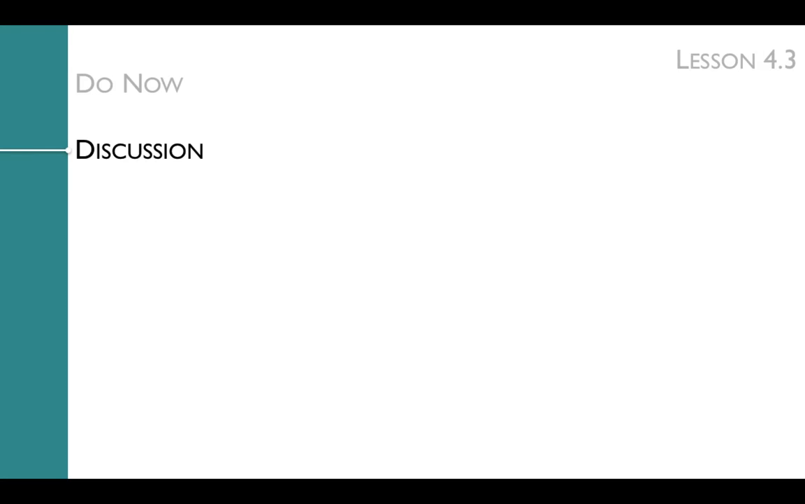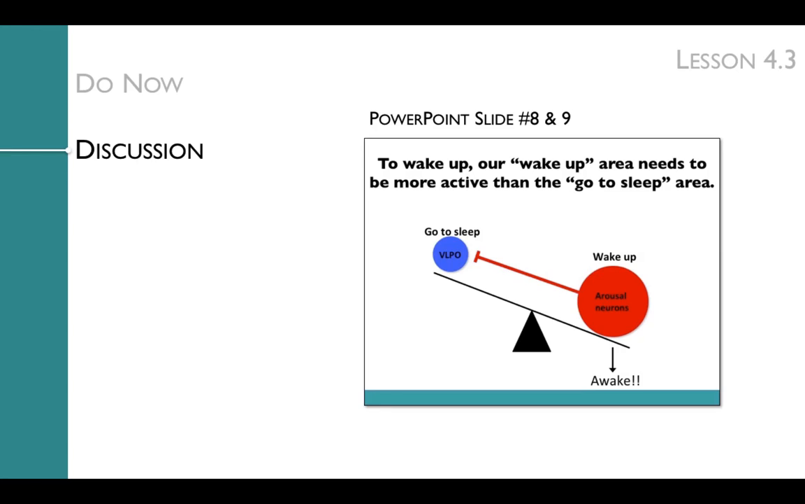The next set of slides then demonstrates how this inhibitory connection works. To wake up, our wake-up area needs to be more active than our go-to-sleep area. This both keeps us awake as well as prevents or inhibits activity in our go-to-sleep area.